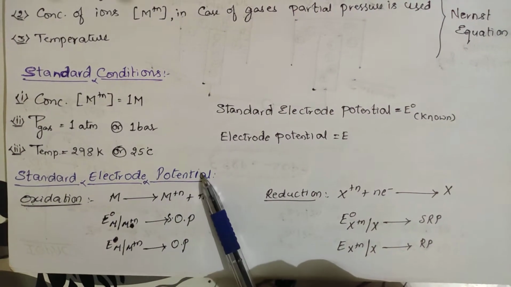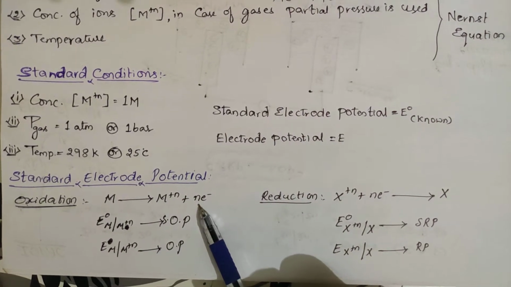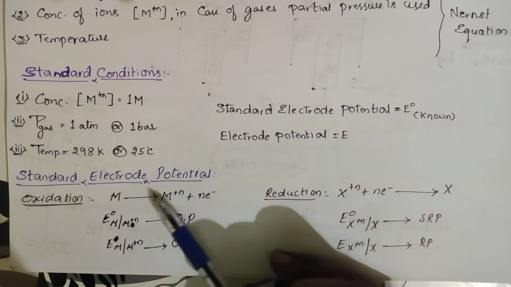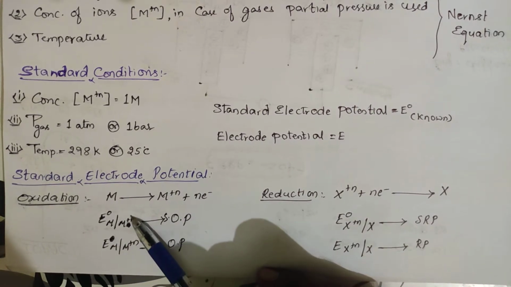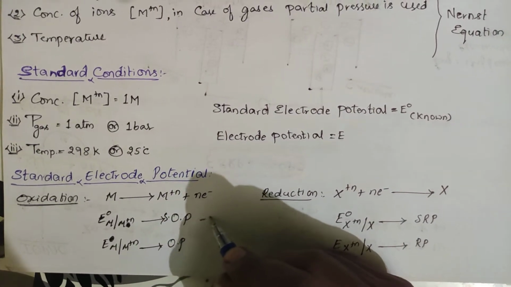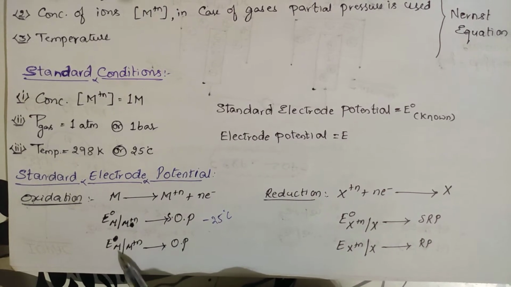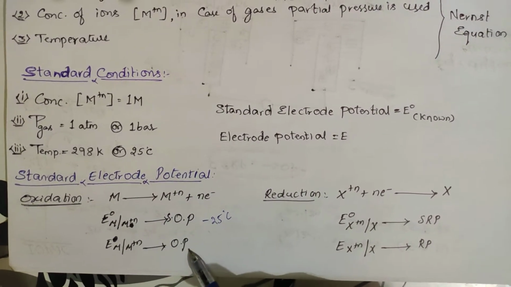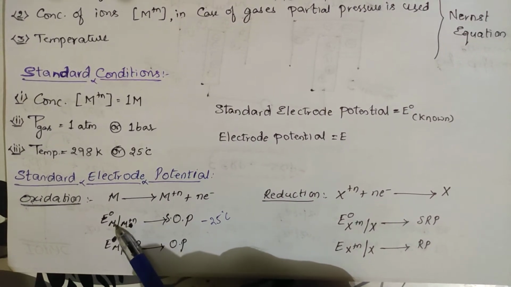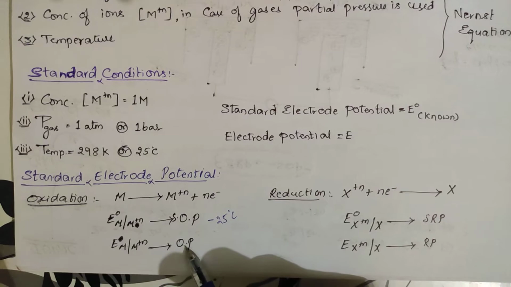Right. Now, standard electrode potential if oxidation occurs. This is the condition: M getting converted to M plus n with liberation of electrons. Here E naught means standard. M is getting converted to M plus n, so it is called oxidation potential. This one is at 25 degrees centigrade. This other one has no naught, so it is only electrode potential. M converting to M plus n means it is oxidation potential. E naught means standard, M converting to M plus n, so it is standard oxidation potential. The one without naught is oxidation potential only.